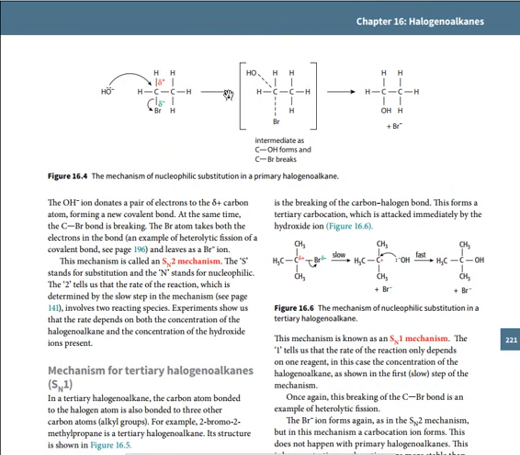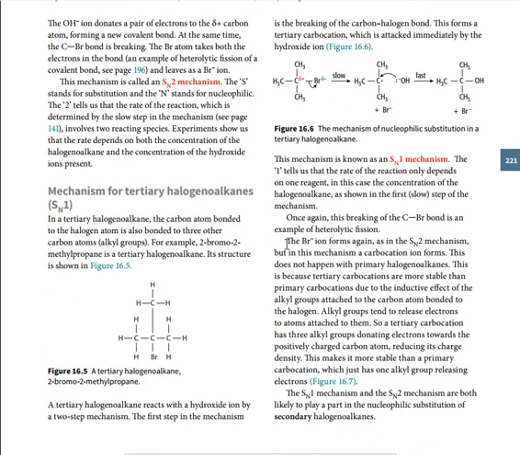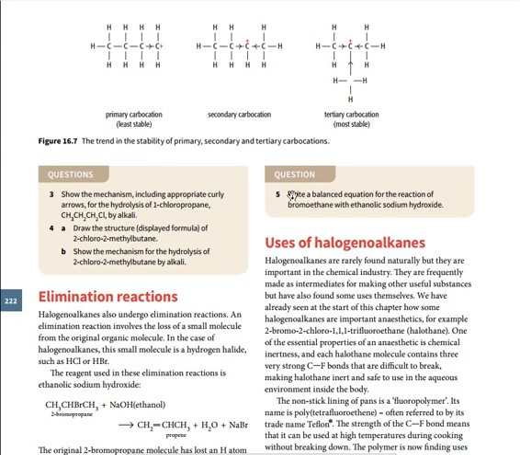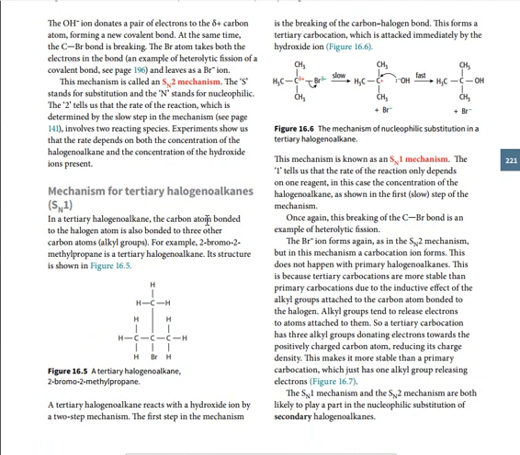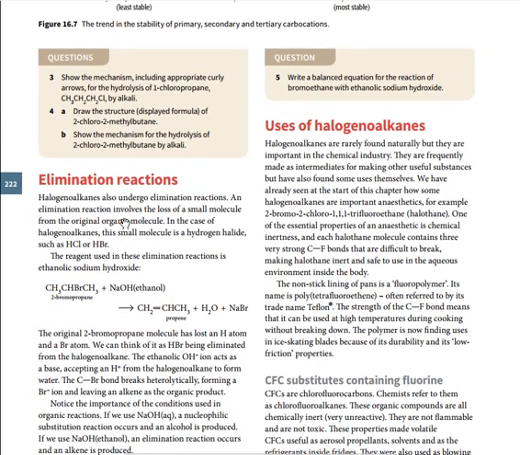In the other reaction, the rate is going to depend on both the primary haloalkane and the hydroxide, and this is the first step of the reaction. So these are the points that you have to note. Now let's visualize. This is the tertiary halogenoalkane, and this is the mechanism that has occurred. So now we have elimination reaction.